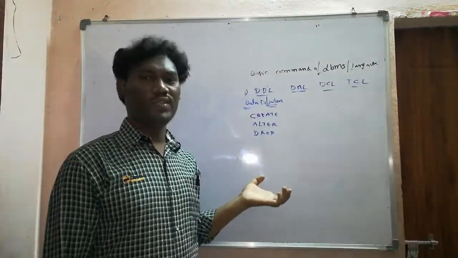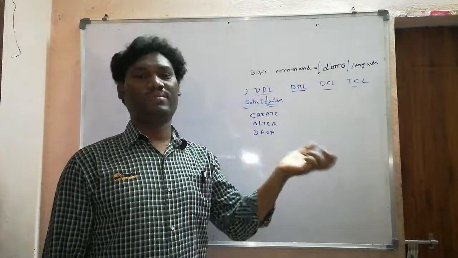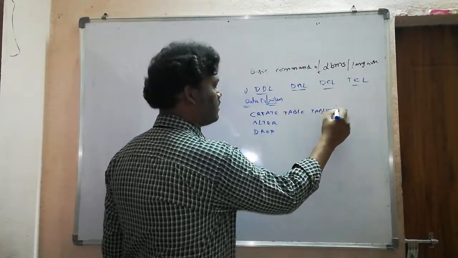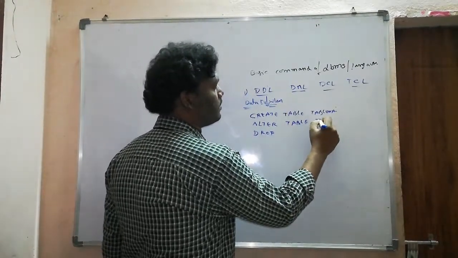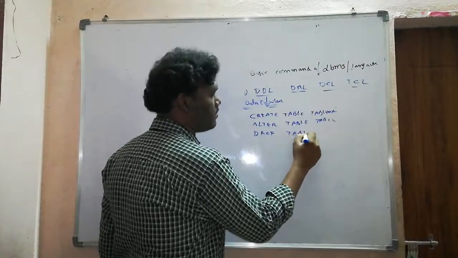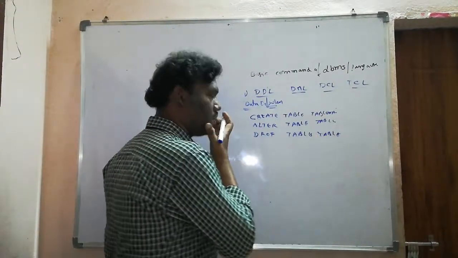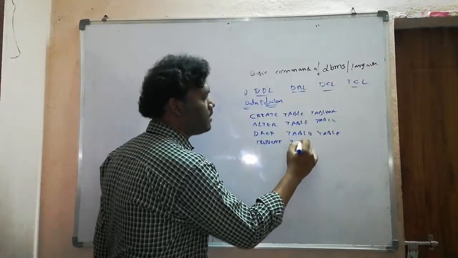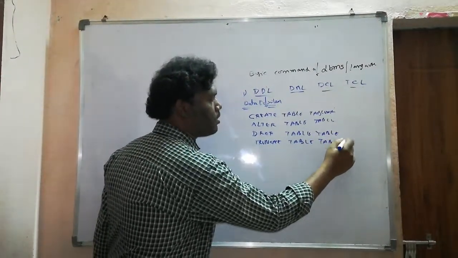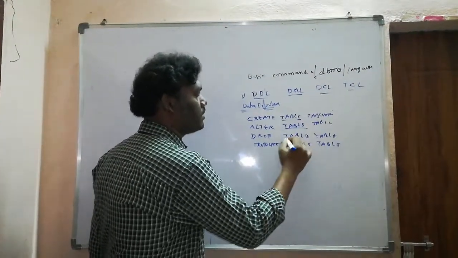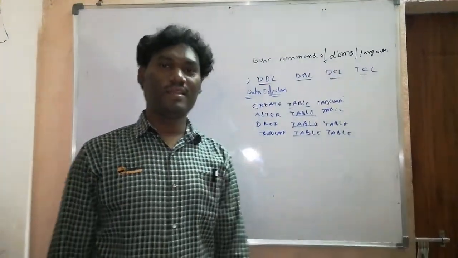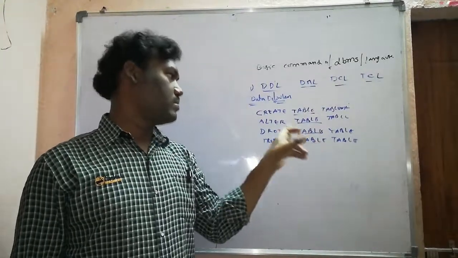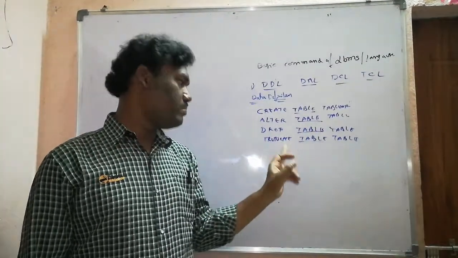Based upon the definition, each and every command starts with the table. For example, create table, table name. Am I right or not? In the same way, alter table, table name. Drop table, table name. And in some points of view, consider truncate also. Truncate is the same thing: truncate table, table name. If you observe these commands, each and every command starts with the table. But if you consider the delete command, it does not consider the table. Only the data definition language considers the table: create table, alter table, drop table, truncate table.